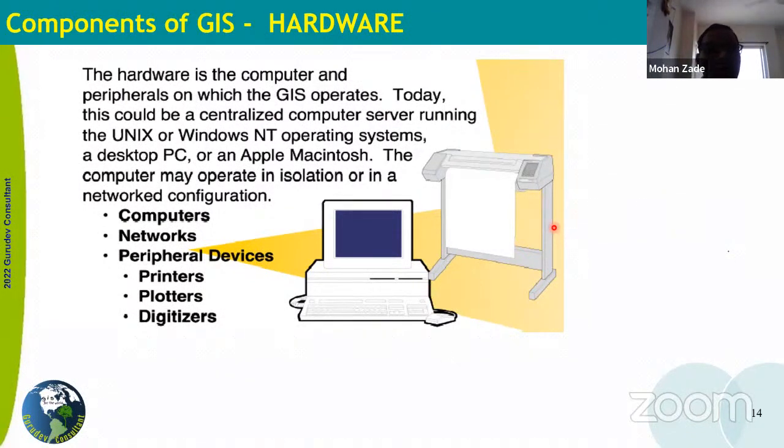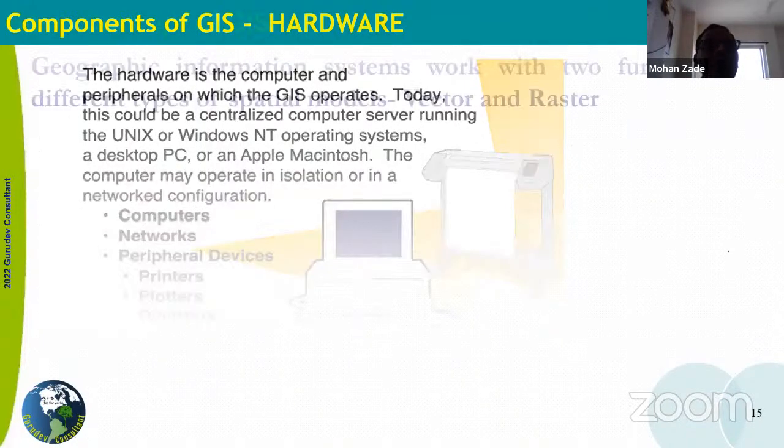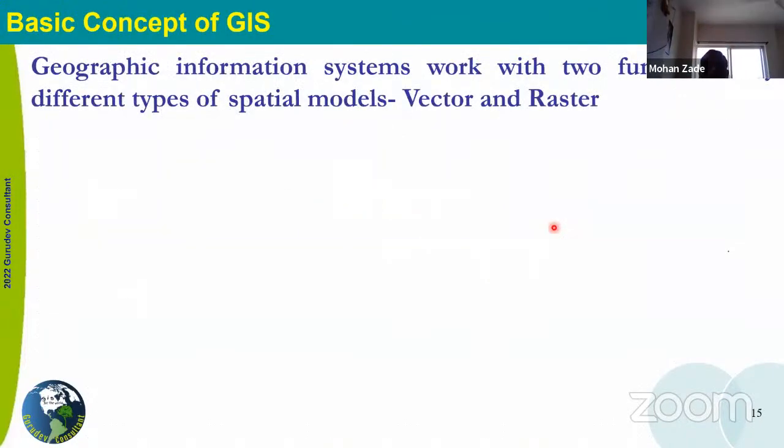You must have hardware to display the result, display the scenario, print the scenario, and print the maps and all the things. So these hardwares are the last component of the GIS system. Once you have this, all the components of GIS, let us consider the basic concept of GIS.